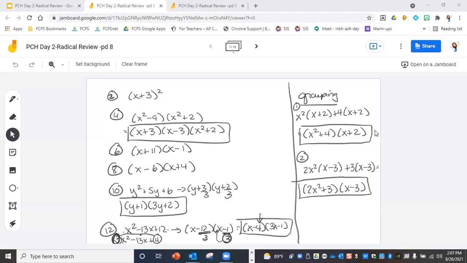All right, so what we're going to do now: when we start our trig unit on Monday, we're going to be working a lot with radicals, making sure you're comfortable simplifying and rationalizing denominators. Now that we refreshed our memory on factoring, we're going to make sure we're comfortable working with radicals.